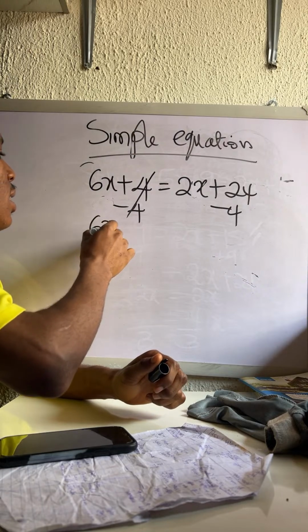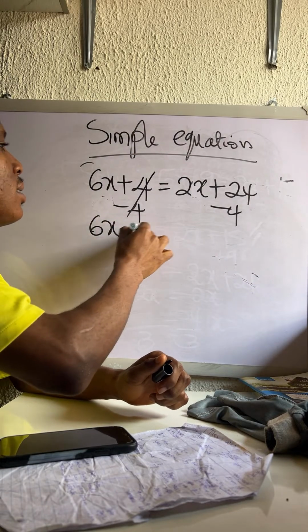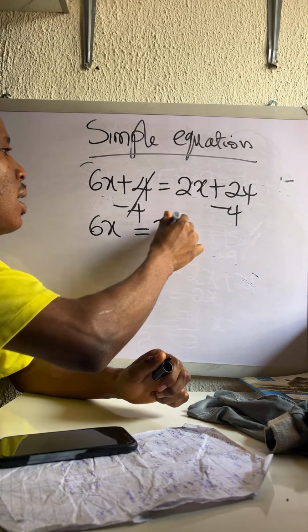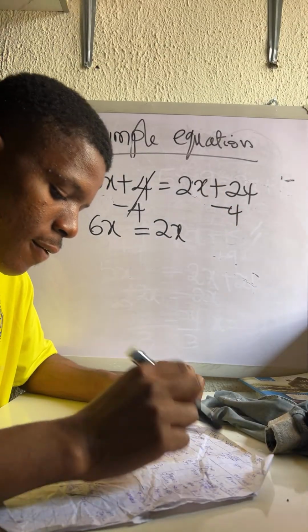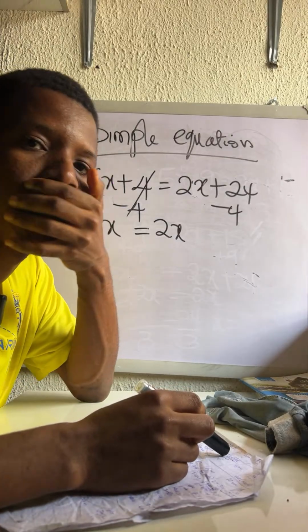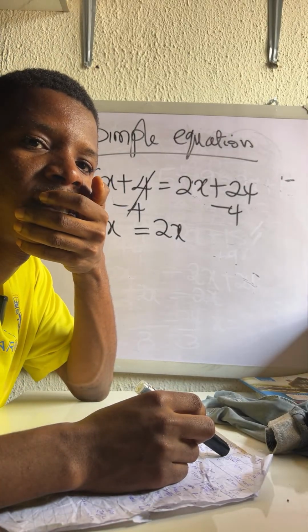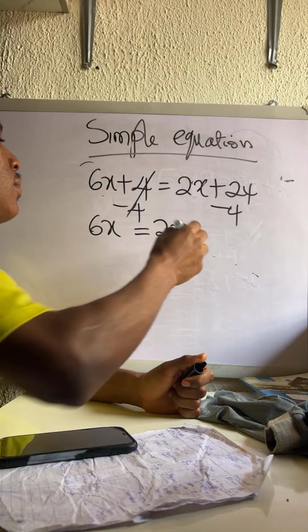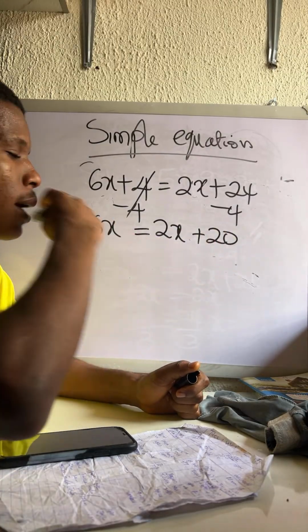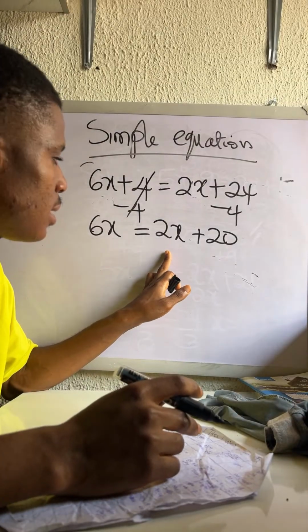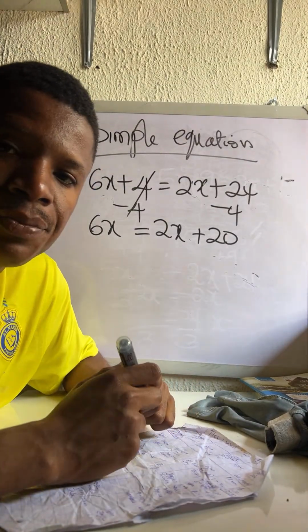You have 6x is equal to 2x, then 24 minus 4. What is 24 minus 4? 24 minus 4 is 20. So plus 20. The next thing we have to collect like terms is the 2x.